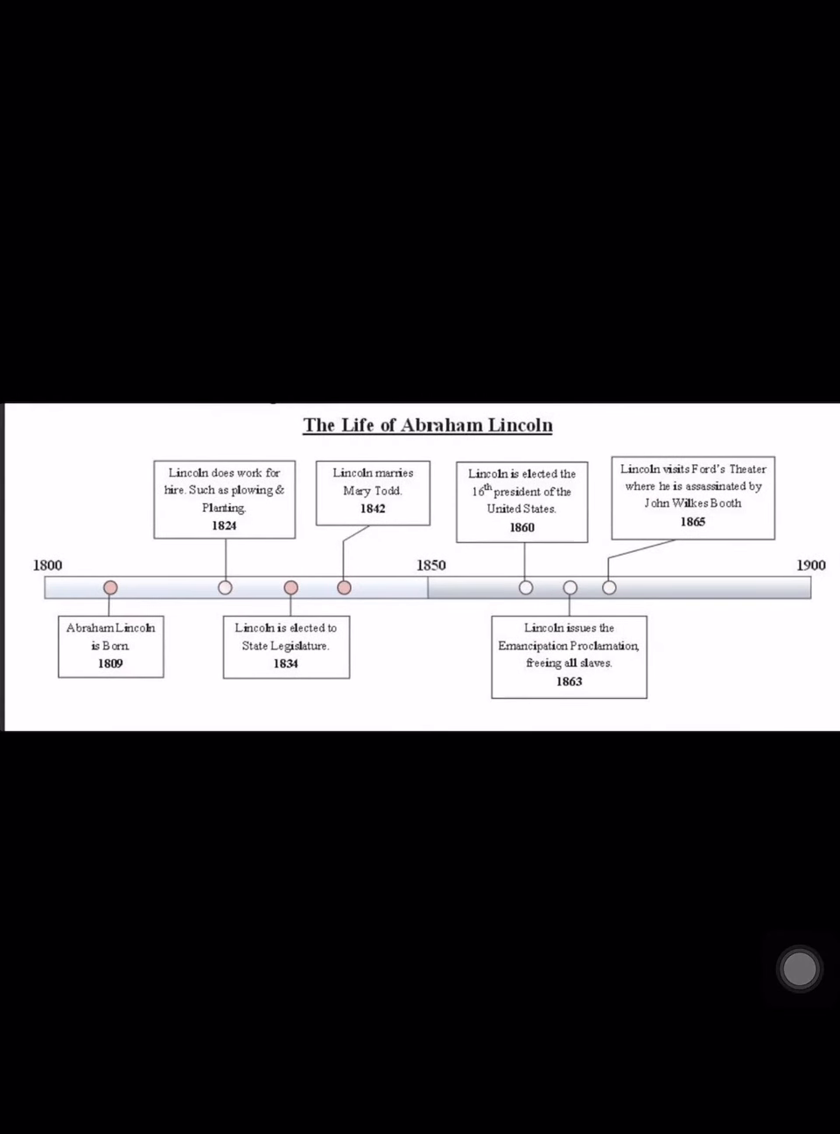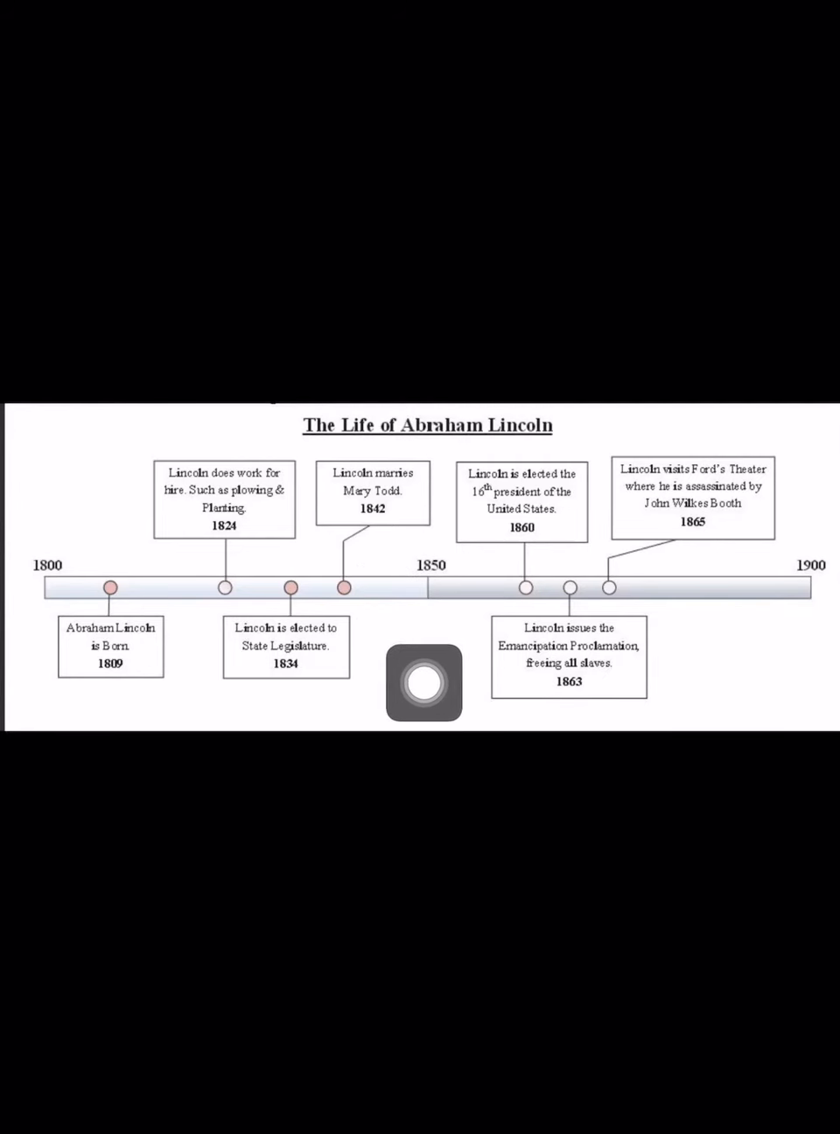So let's look at this example of a timeline of Abraham Lincoln. It says Abraham Lincoln was born in 1809. That's the earliest date on this timeline, and then they go in order. You have to pay attention to where the dots are, because even though these are up here and these are down here, the dots go in order of the date. So there's 1809. Lincoln does work for hire, such as plowing and planting, in 1824, and they go in order. They show when he was married.